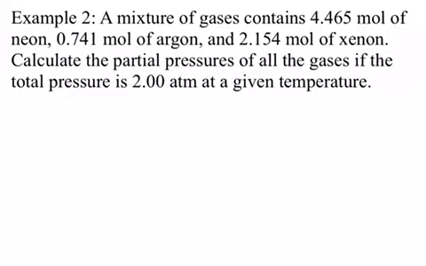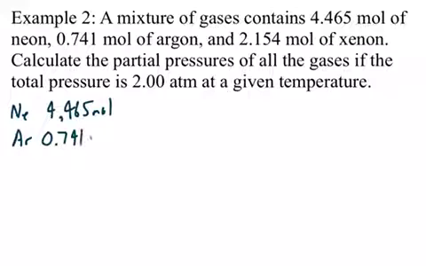All right, look at this second example. Here we got a mixture of gases, and they give us some moles here. Okay? So we got neon to start off with. They give us 4.465 moles. Then the next gas is argon, and they give us 0.741 moles. Then they give us xenon, and that one is 2.154 moles.